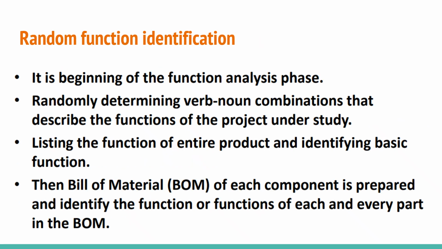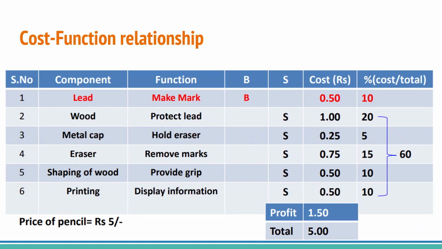Random function identification. It is the beginning of the function analysis phase. Randomly determine the verb and noun combinations that describe the functions of the project under study. List the functions of the entire product to identify the basic function. The bill of material, BOM, of each component is prepared, and the function or functions of each and every part in the BOM are identified.